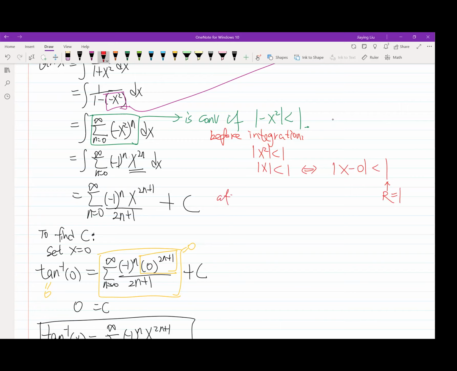What about after? After the integration, we get a new series. Instead of finding the radius of convergence from here, we can just see that earlier we had the radius of convergence 1, so it should be the same. After integration, we still have R equals 1, because the radius of convergence doesn't change when we integrate, from the definition.